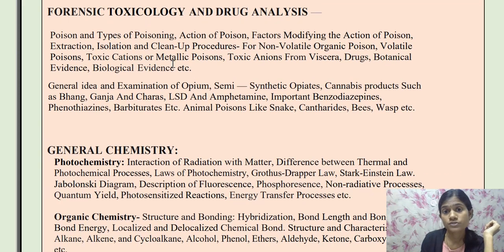Different types of poisoning are there. In that, there are natural poisons, like plant-based poison, animal-based poison, and also chemical poisonings. In the chemical, again, metallic poisons are there. So: poison, types of poisoning, and action of poison. Here the poison definition is also important. Actually, what is the poison?